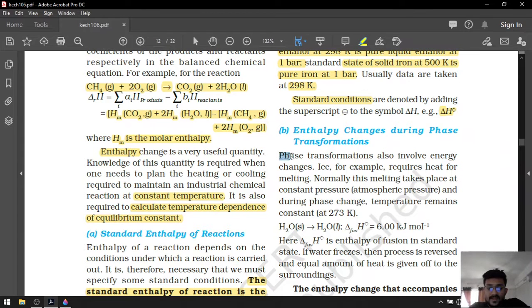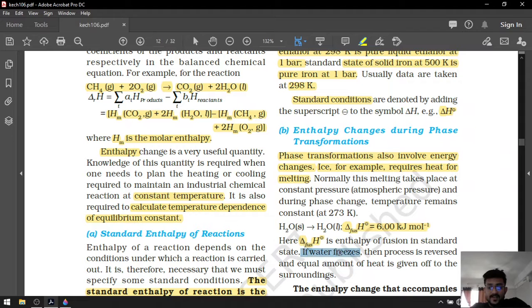Okay. Phase transformation also involves energy changes. For example, ice requires heat for melting. That means when ice is converted into water, that reaction is an endothermic reaction. Normally this melting takes place at a constant pressure, and during the phase change the temperature remains constant. So remember the value of the fusion enthalpy of ice, it is 6 kilojoule per mole. Okay. Here delta fuse H naught is the enthalpy of fusion in the standard state.